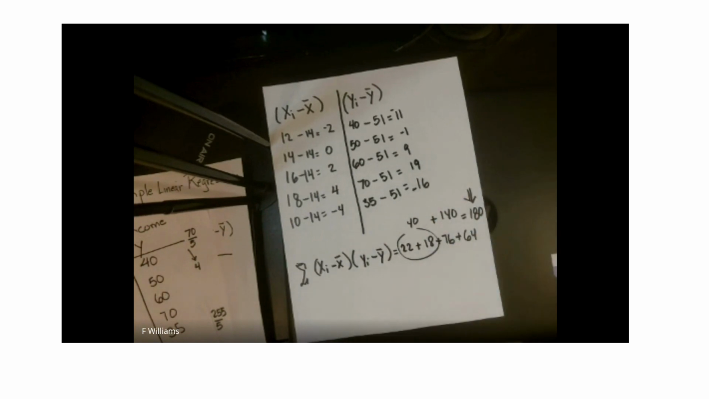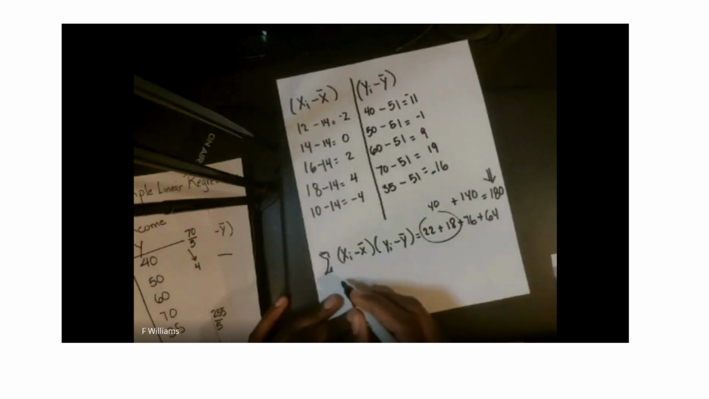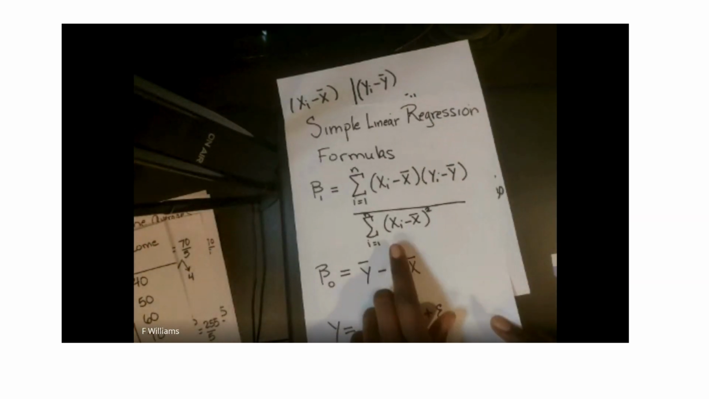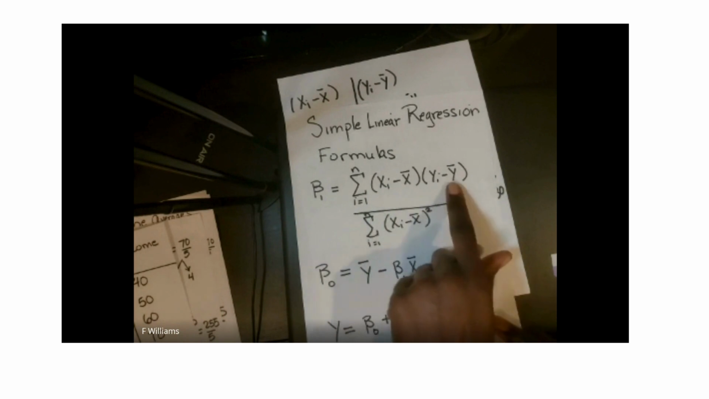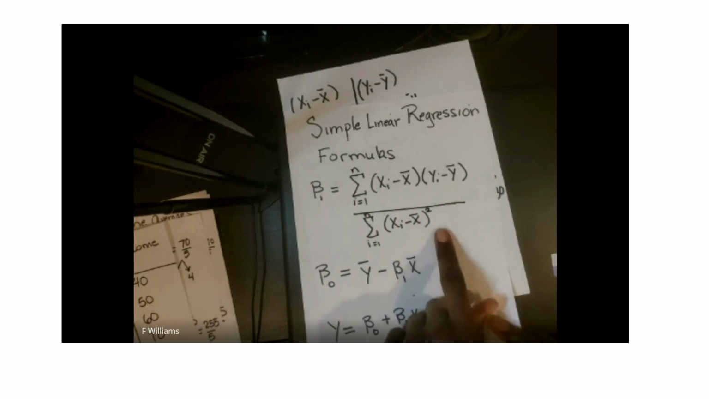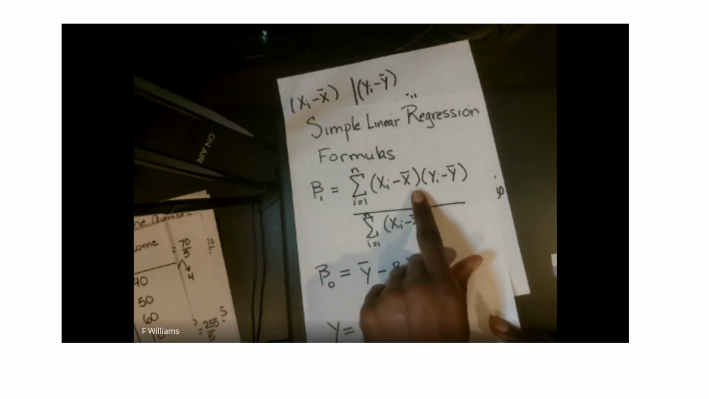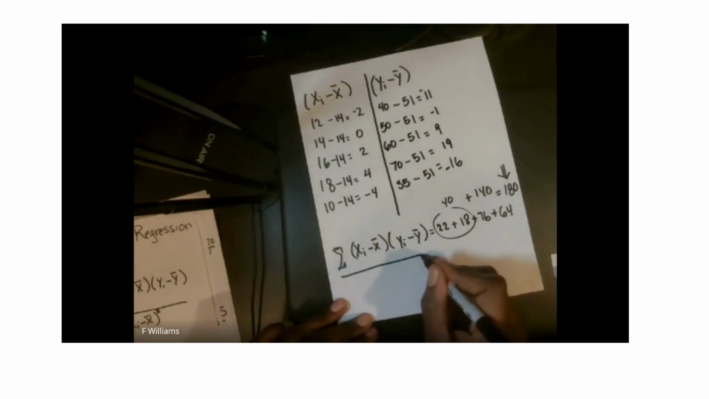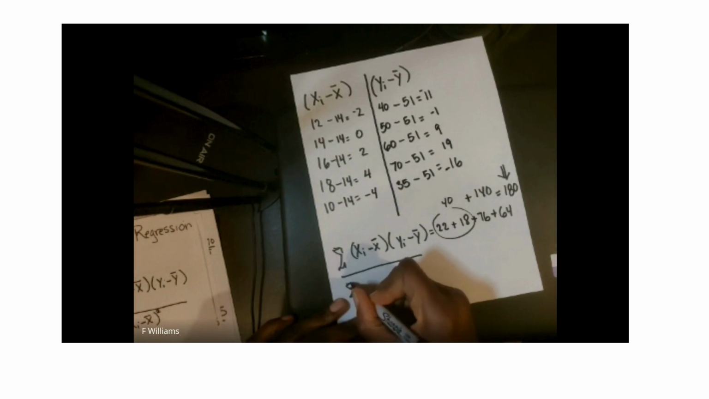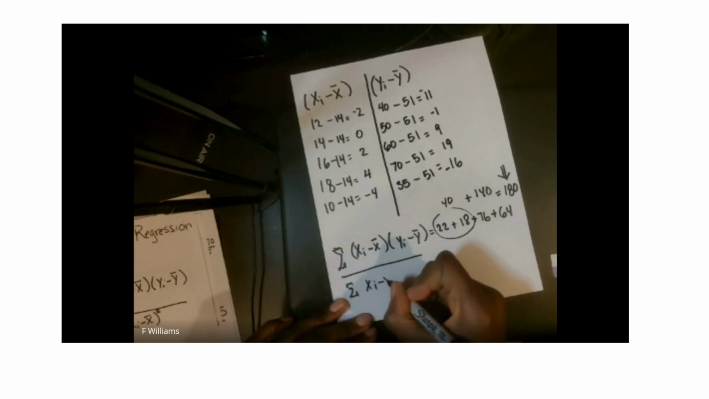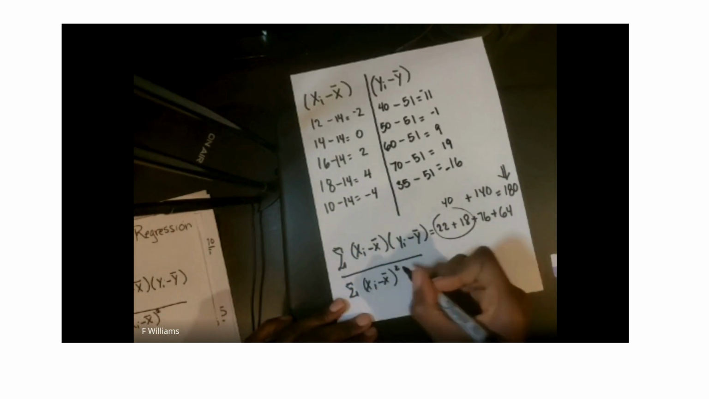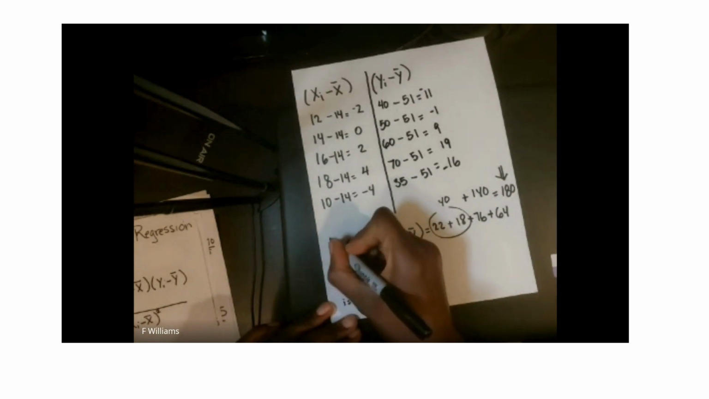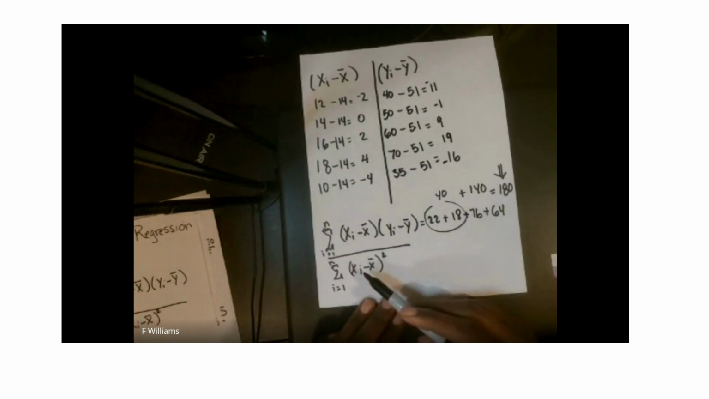All right. And the bottom for our beta 1, just as a reminder of what the equation looks like, we did the first part, so we need to work on this bottom part, which is just the square of this one. So the bottom is the sum of our xi minus x bar squared, from i equal to 1 to n. N happens to be 5 records.